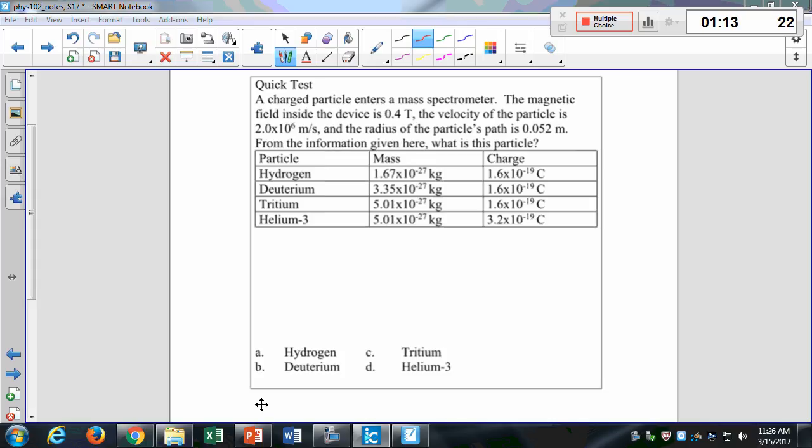Once you find the mass to charge ratio, you can probably just look at the numbers in the front. This one's about 1, this one's about 2, this one's about 3, and this one is also about 2. You can sort of estimate. You can go through and calculate the mass to charge for each one.